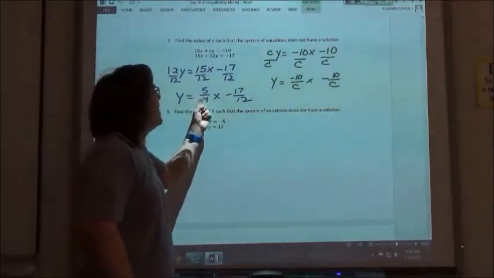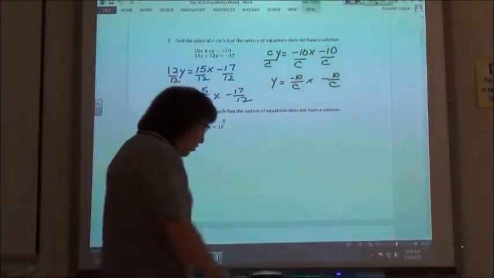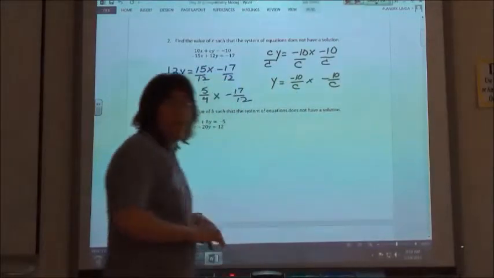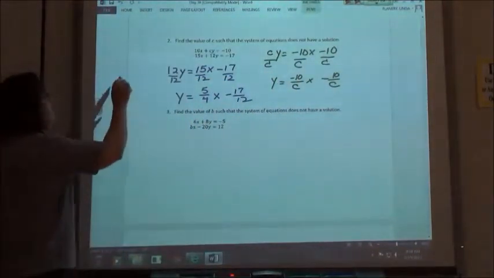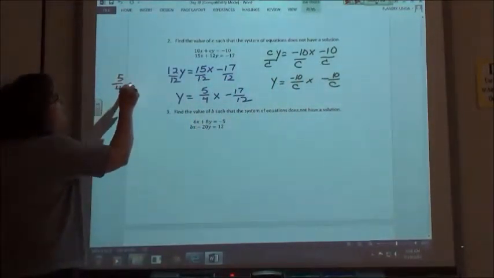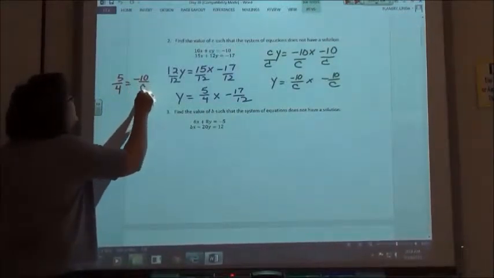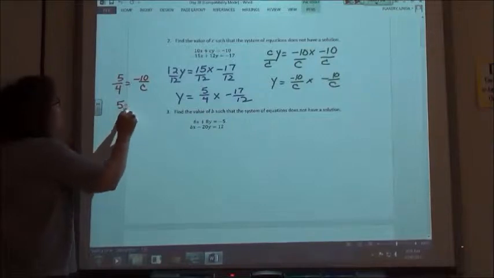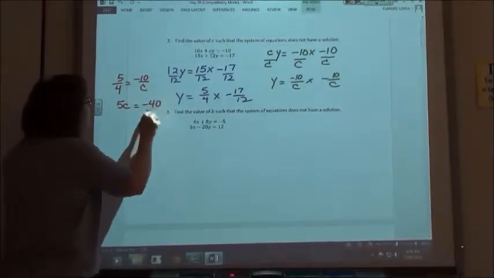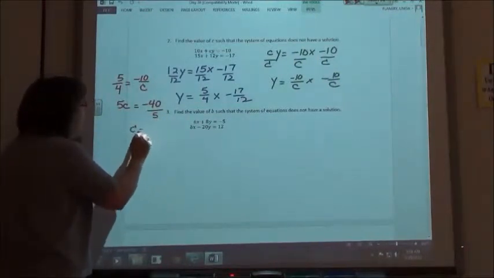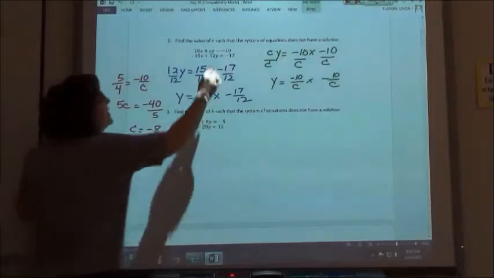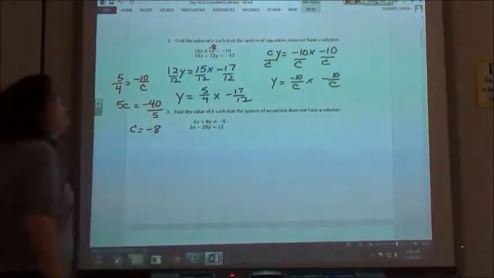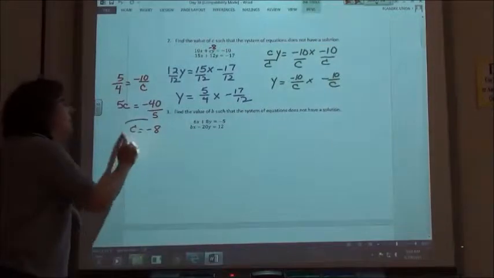And again then, I want my slopes to be equal in order to have parallel lines. So 5/4 is going to equal negative 10 over c. And when I cross multiply, 5c would equal negative 40, so if I divide by 5, c would have to be negative 8. So I'd have to have negative 8y up there for my lines to be parallel.